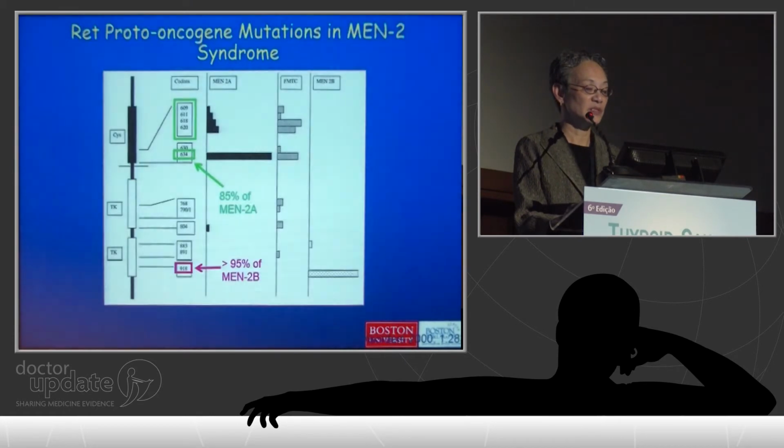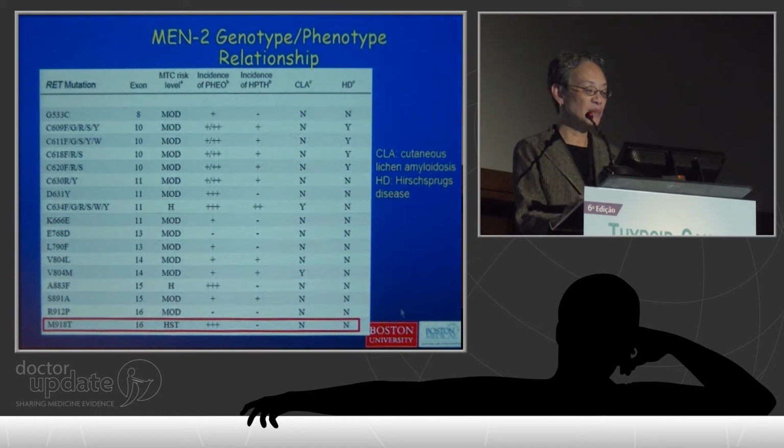But if you know which RET mutation you have, it helps guide what to look for. For example, MEN2B, which has a 918 mutation, has the highest level of medullary thyroid carcinoma risk. That means the highest level of death from medullary thyroid carcinoma. The incidence of pheo is 3 stars. In this list, 1 star for pheo means about a 10% risk of pheochromocytoma, 2 stars is about 20 to 30% risk, and 3 stars is 50%.